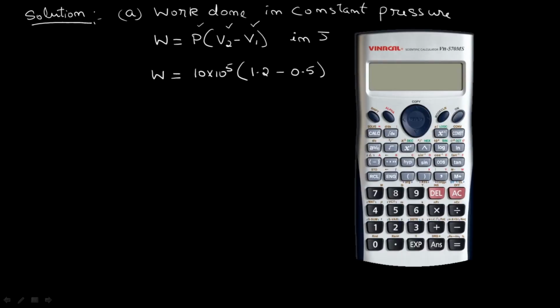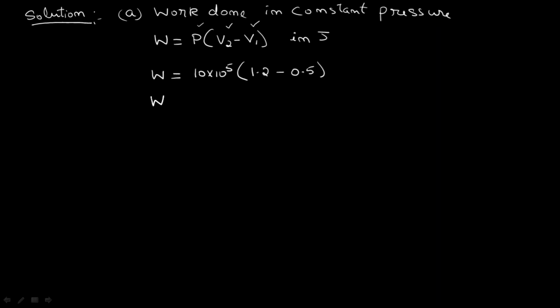Let me take the calculator. So here let me type 1.2 minus 0.5. This will give the answer as 0.7. That should be multiplied by 10 into 10 to the power of 5. So this is the value. W is equal to 7, followed by 5 zeros: 1, 2, 3, 4, 5. The answer should be in terms of joule.